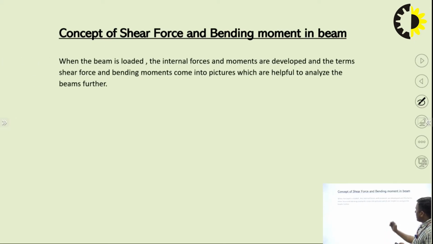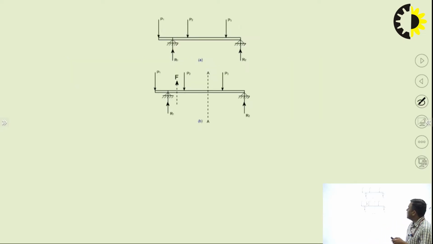So when the beam is loaded, internal forces and moments are developed, and the terms shear force and bending moment come into the picture. Whenever a beam is loaded, certain internal forces and moments develop which resist the shearing and the bending of the beam. These forces and moments are known as shear force and bending moment.